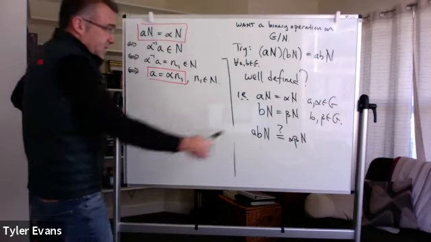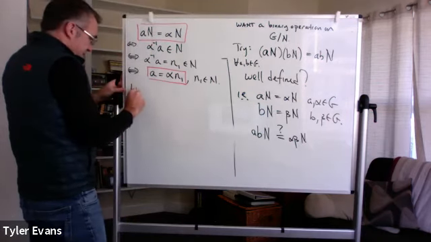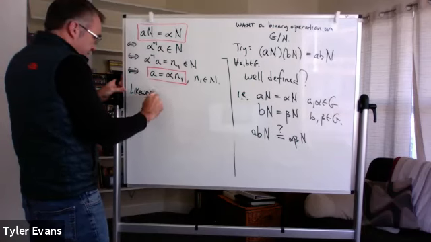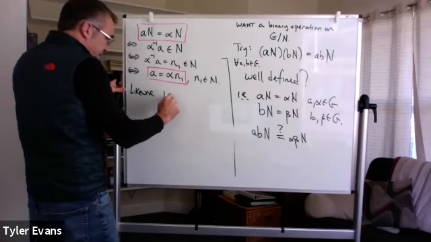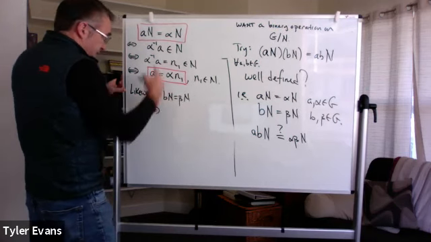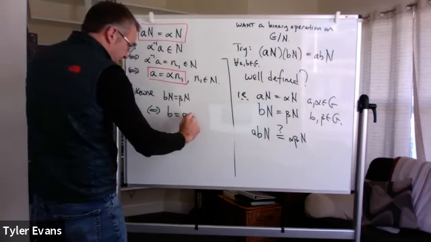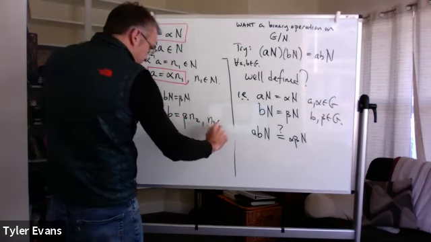So likewise, if I take that shortcut and say B and beta have the same coset, skipping the intermediate steps, it means that B is beta times something. I'll call it N2.